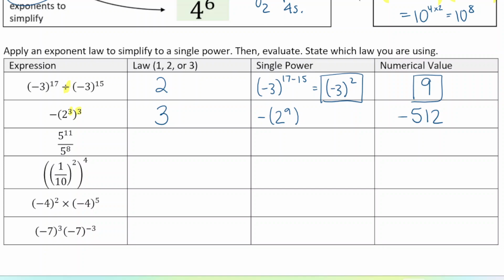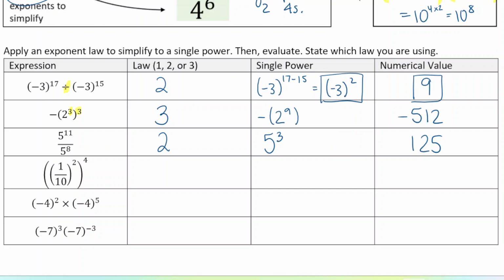Okay. Next one, we are dividing here, so we're going to use law number 2, and we're going to subtract. So 11 minus 8 is 3. And now we're going to evaluate 5 times 5 times 5 is 125. I'm going to try the last 3 on your own if you want, or you can do them with me.